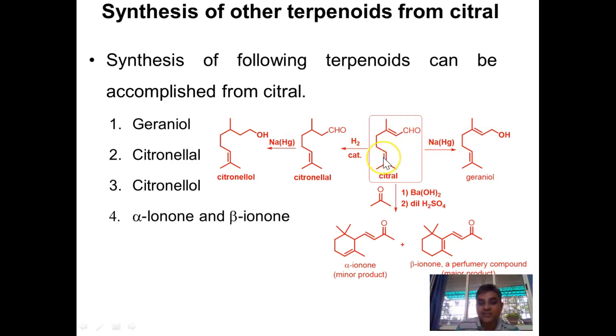Another important application of citral is found in the perfume industry. Beta-ionone is an important intermediate in the perfume industry, and it can be prepared by aldol condensation of the citral molecule with acetone. So citral on aldol condensation with acetone, followed by acid hydrolysis, forms two products, alpha-ionone and beta-ionone. But beta-ionone has a tetrasubstituted alkene on this side. Therefore, this is the major product.